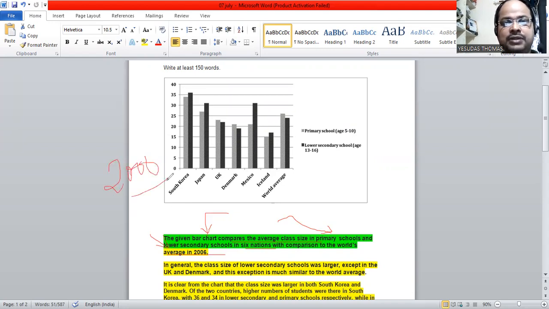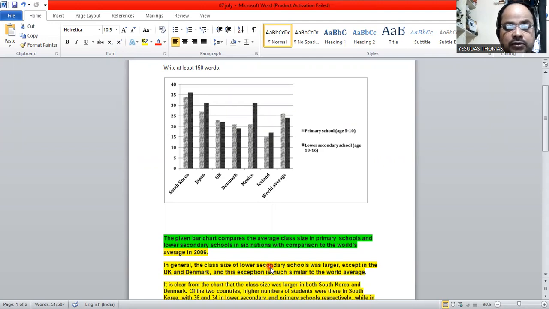Oh, this is a past tense. So we have to use simple past tense. So we know the tense here, which we have to use here. Now let's go over the overall picture. In general, the class size of lower secondary school was larger, except in the UK and Denmark. And this exception is much similar to the world average.